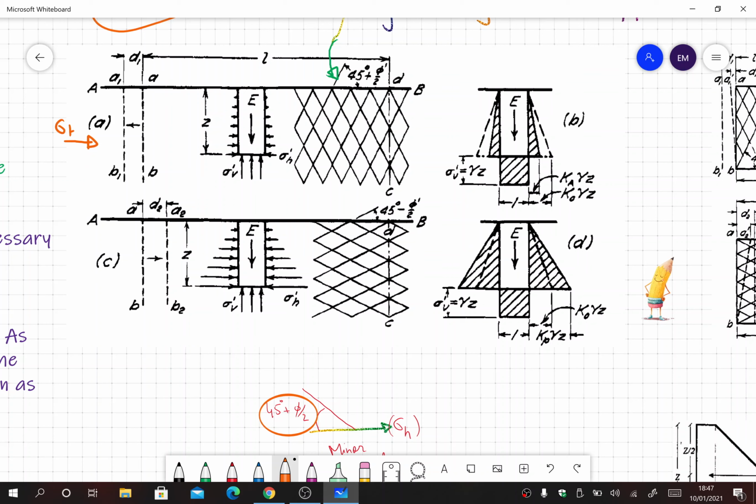sigma h, the horizontal stress, is the minor principal stress. This is sigma 3, and this is in the horizontal direction, so that means from the horizontal direction the angle of the failure plane should be 45 degree plus phi by 2. That has been shown here: from horizontal the angle is 45 degree plus phi by 2, not only in this direction but also in this direction. So this is the shear pattern, that failure can happen in any direction.